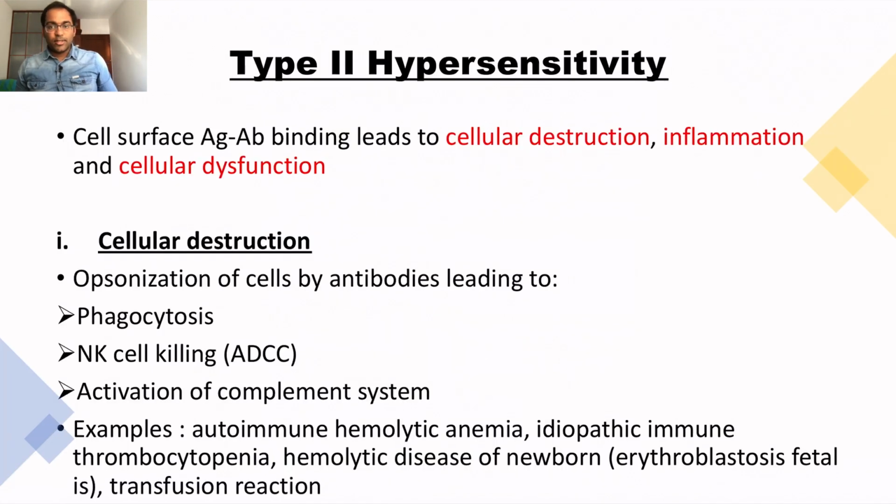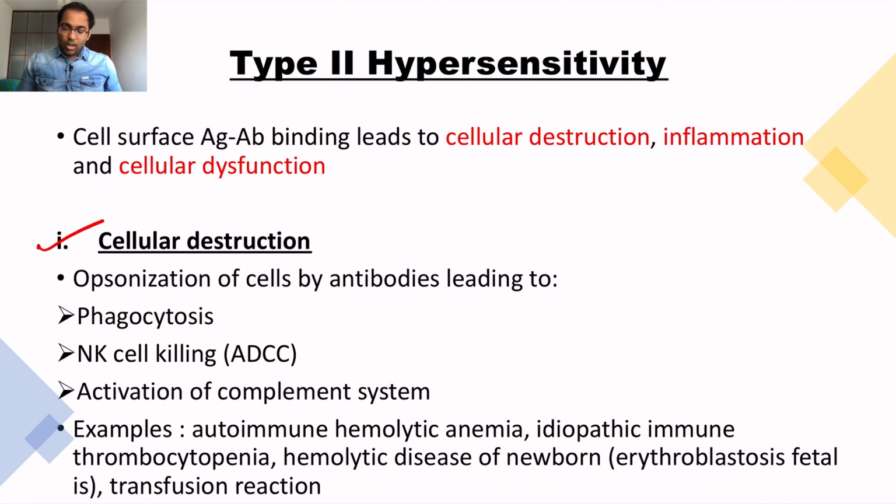Now, type 2 hypersensitivity. Type 2 hypersensitivity is basically a cell surface antigen antibody complex. If you want me to just tell you one word about type 2 hypersensitivity, it's that there is an antigen antibody complex, and that complex will deposit in tissues, which would lead to inflammation or cellular destruction or cellular dysfunction. Now, what is the inflammation? What is the cellular destruction? I'm going to go through them. Now, antigen antibody complex, when they deposit in a tissue, they can cause cellular destruction.